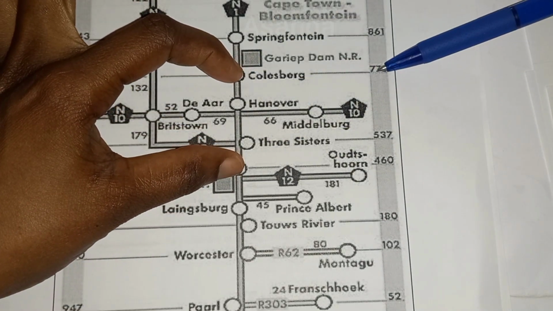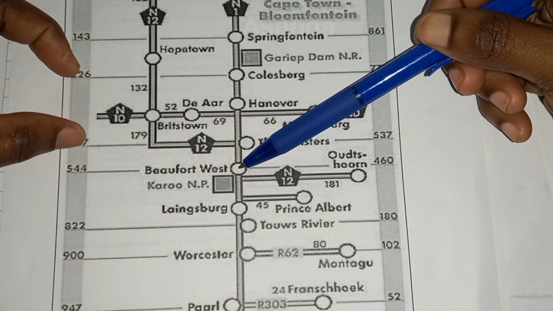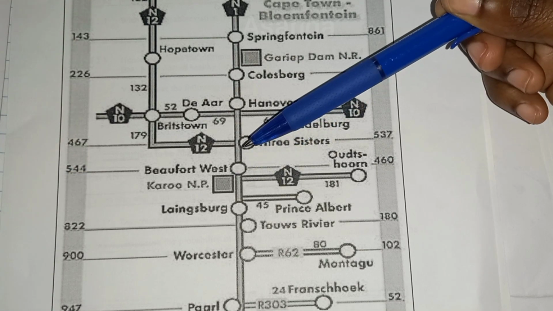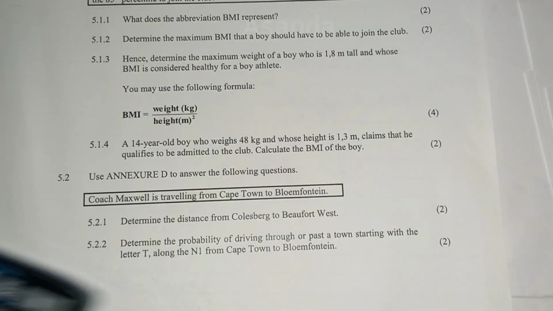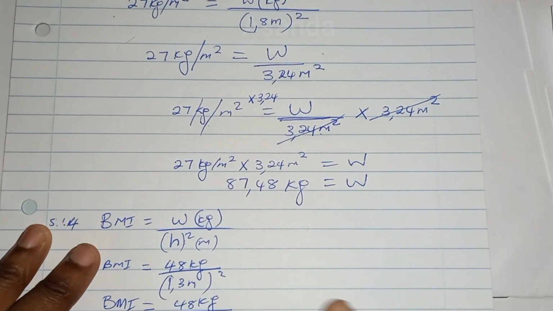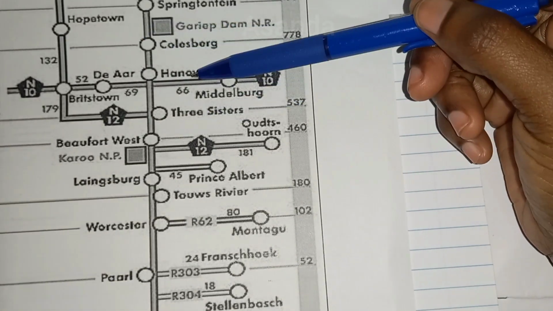So what is the distance from Colesberg to Beaufort West? What you do is you say this number minus this number, or you can come this side and say 544 minus 226. That's not an issue. So the distance from Colesberg to Beaufort West, that's easy. So it's 2 marks.